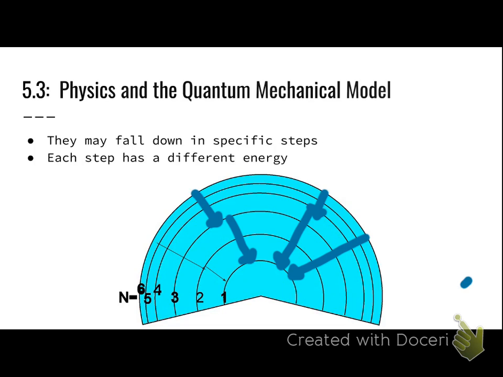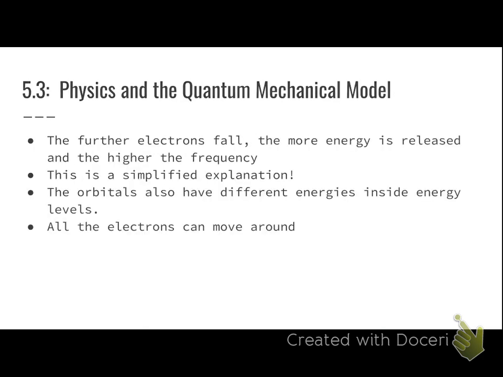or it could fall down all of the energy levels all at once. If we have a few small jumps, we're going to release a few smaller amounts of energy a little bit at a time. If we make a bigger jump all at once, then we're going to release a lot of energy all at once. The further an electron falls, the more energy it's going to release, and the more energy gives us a higher frequency. It's important to keep in mind that this is a simplified explanation and doesn't take into account that different orbitals are going to have different amounts of energy. Not all orbitals are the same.